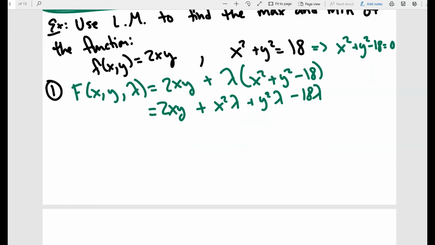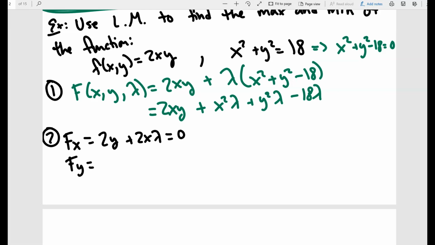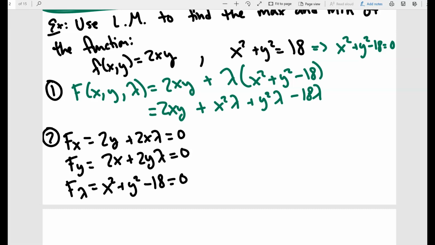Now what we want to do, we're going to take the partial derivatives. So that's going to be our step number 2. So we're going to find out what f sub x is. f sub x is going to be the partial derivative with respect to x, which in this case is 2y plus 2x lambda, and then the last 2 go to 0. And then f sub y, let me write it right below it. It's going to be 2x plus 2y lambda is equal to 0. And then f sub lambda is going to be equal to just x squared plus y squared minus 18, and I'm going to set that equal to 0.